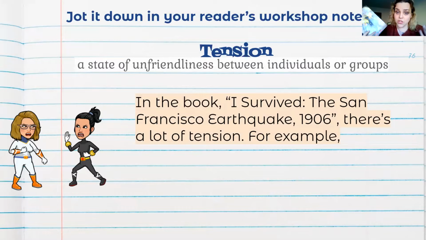So I am going to ask you to write that word down in your Reader's Workshop notebook. Write it down now. So you're going to write tension, a state of unfriendliness between individuals or groups. And then later on, I'm going to ask you to write a paragraph with me. Right now, I'm going to ask you to quickly unpause me so that we can continue with the book. So you should have that definition now in your notebook.